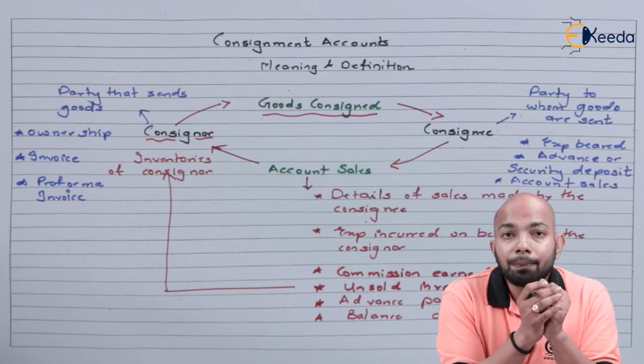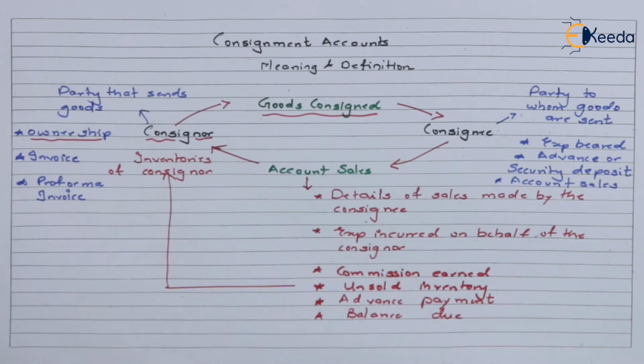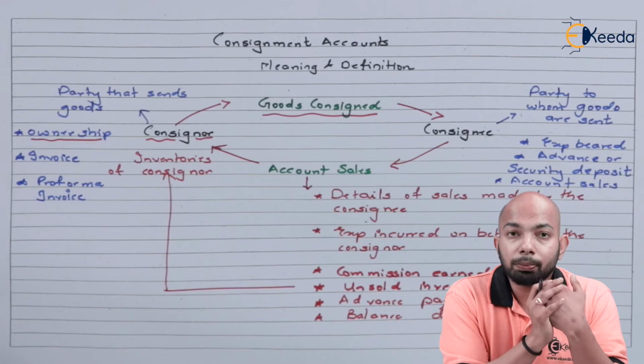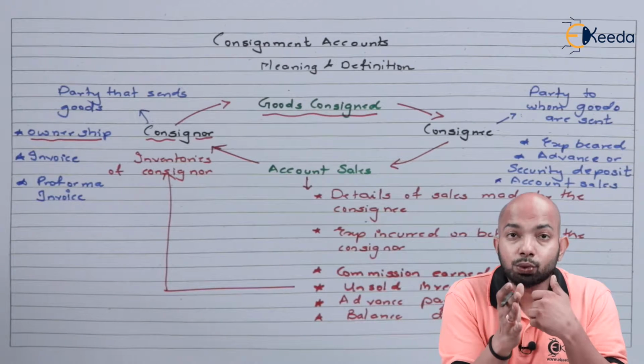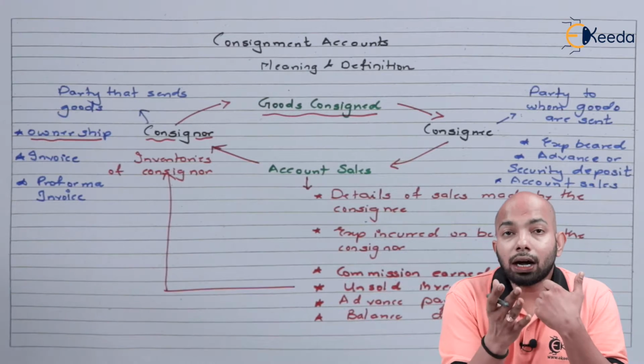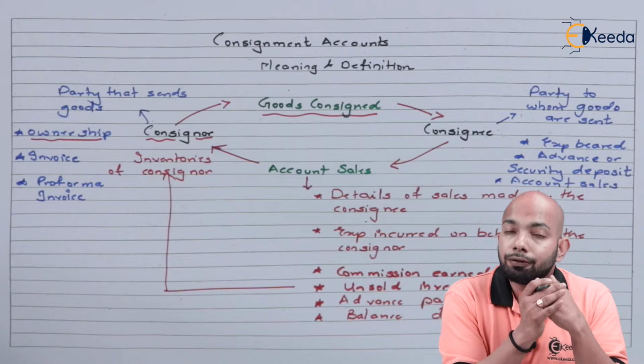Now, whenever this happens, there are certain points that you need to understand. First point that we'll discuss is the ownership. Even if I'm sending goods to you, the ownership of the goods still remains with me. However, the possession of the goods remains with you. So I am still the owner of the goods, and you are merely the person who will sell those goods on behalf of me.